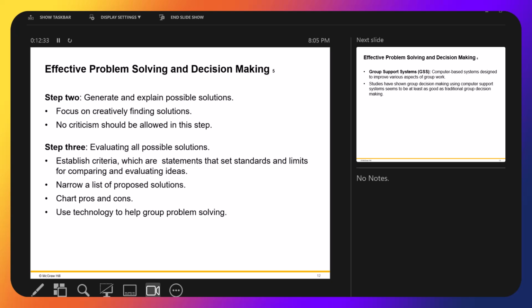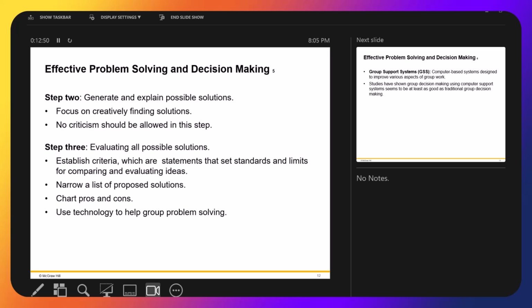Step 3, evaluating all possible solutions. Establish criteria, which are statements that set standards and limits for comparing and evaluating. Here again, we're going back to our process, evaluating. Narrow the list of proposed solutions. If you have 10 of them, you've got to narrow that down, probably to about 3 to 5.